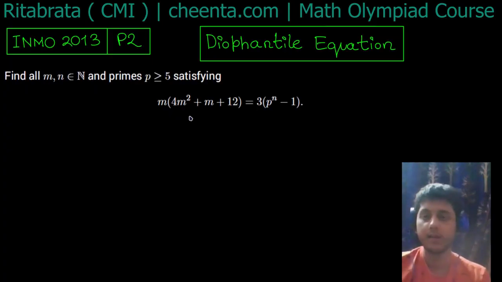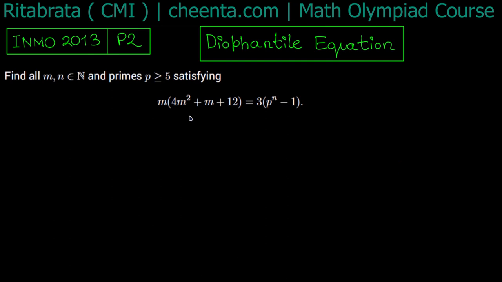So let's begin. We have to find all natural numbers m, n and primes p greater than or equal to 5 such that m times (4m square plus m plus 12) equal to 3 times (p to the power n minus 1). So let's begin.